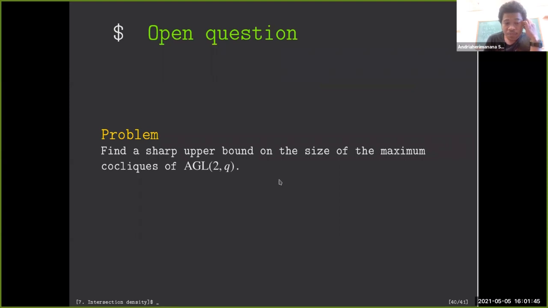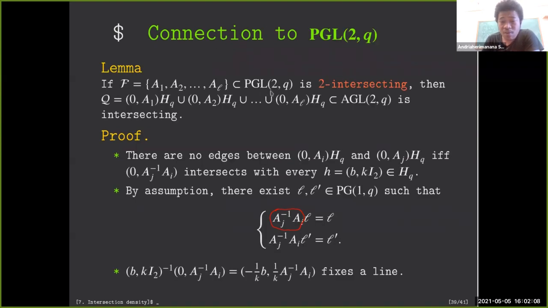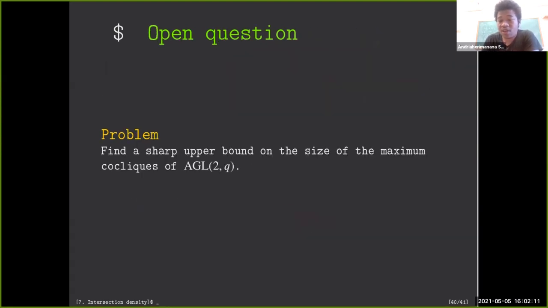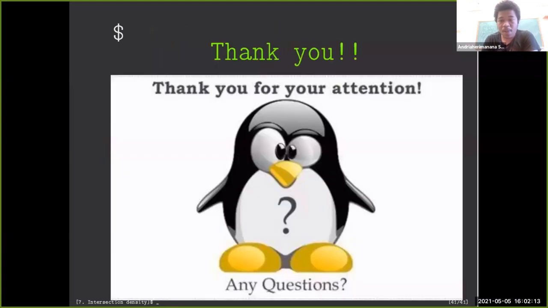And my last problem is to find a sharp upper bound on the size of the max co-clique of AGL(2,q) acting on the line, and maybe find some other method other than the Hoffman bound, because the bound that one gave on AGL(2,q) and PGL, the 2-intersecting for PGL, is just terrible. And that's everything that I had today. Thank you for your attention.